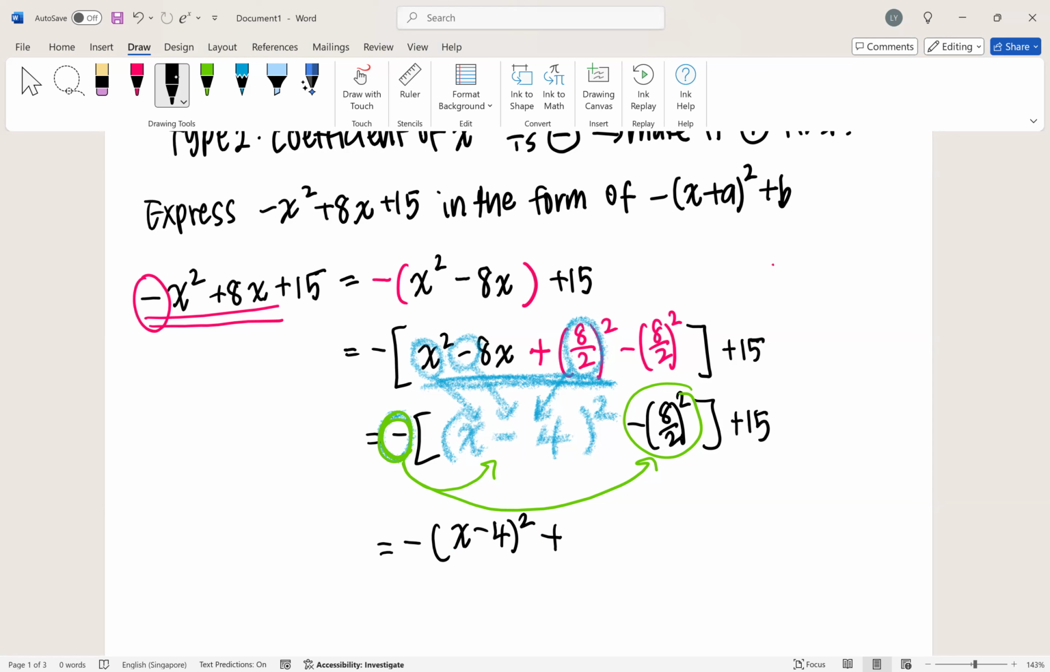4 squared is what? So it'll be plus 16, plus 15. And therefore, my answer is minus, copy paste this whole thing, plus 31. So far, so good? Okay, go, copy it out.